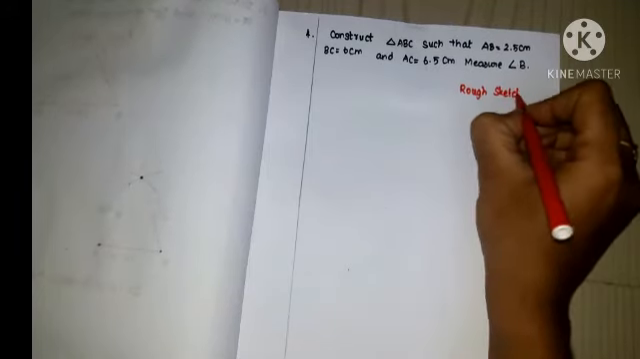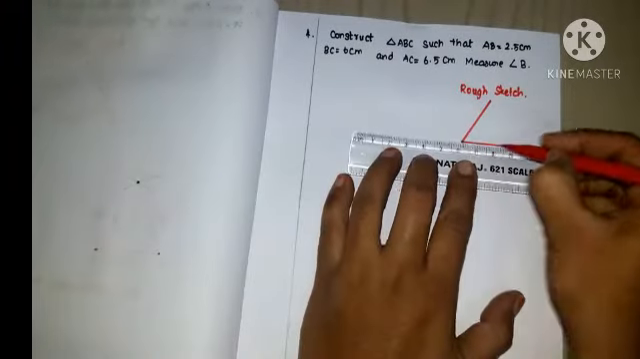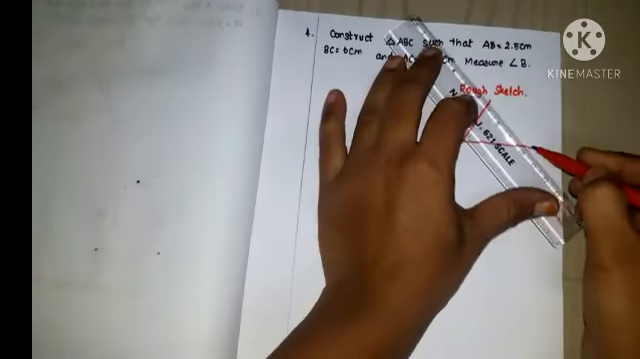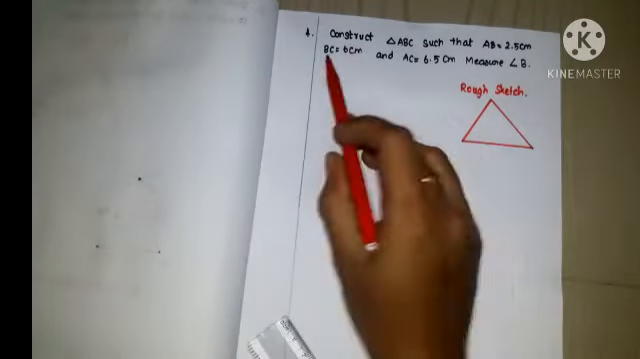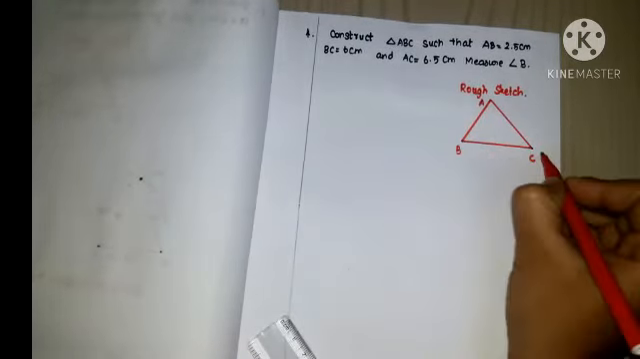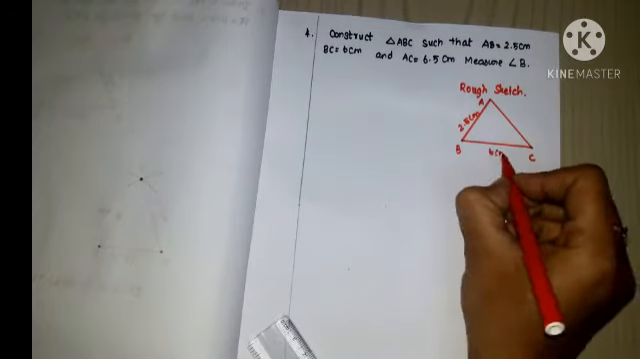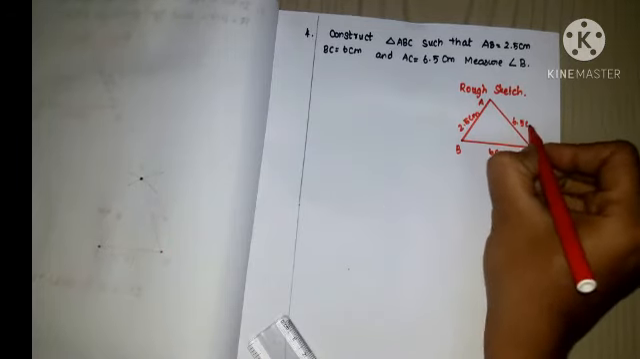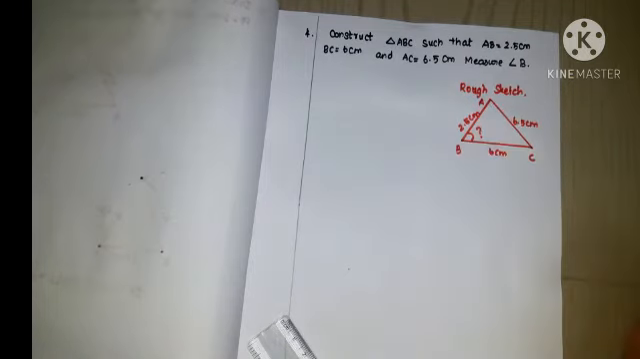Let's see, rough sketch. So simply you can draw any type of triangle. By the measurement itself we can say this triangle will be a scalene triangle. Why? All the sides are different. So I am able to say this triangle is a scalene triangle. AB is 2.5 cm, BC is 6 cm and AC is 6.5 cm. Okay, so I have to measure angle B is equal to what?